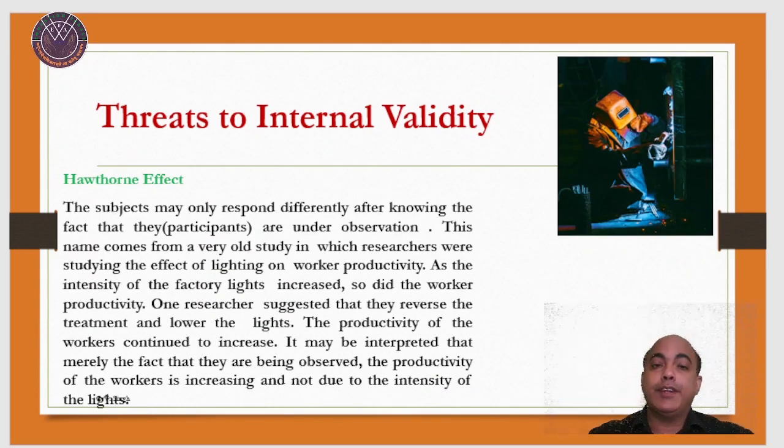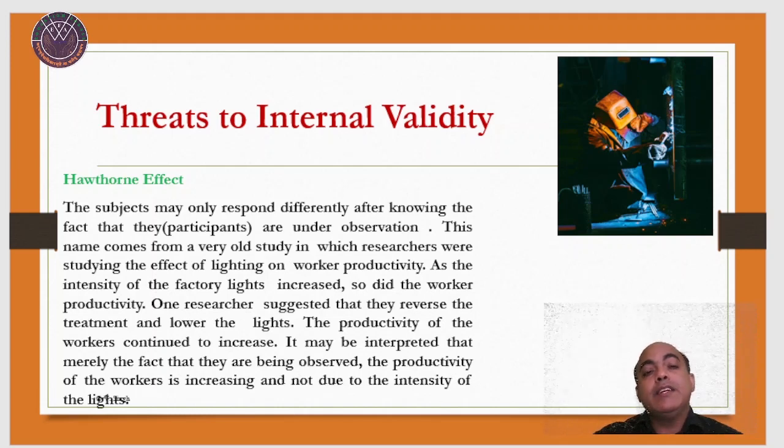Another important threat to internal validity is the Hawthorne effect, which is named after the studies done at Hawthorne. Let us understand it. The subjects in the study may react differently only because they are aware that they are being studied or observed, and not due to the experimental treatment. This is termed the Hawthorne effect. It has a story behind it. There was a classical piece of research where the researcher wanted to see if light intensity increases the productivity of workers in a factory.